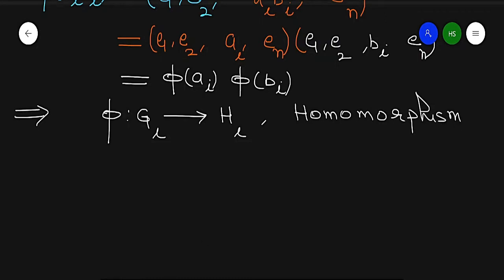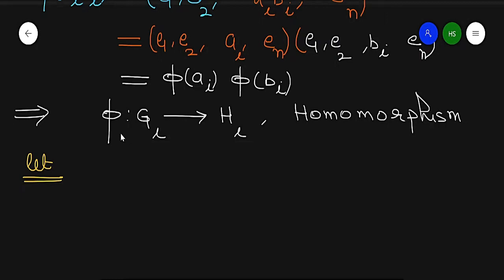After that, to prove it is 1-1, there are two ways to prove it. One is that its kernel consists of the identity element, or second, if phi of ai is equal to phi of bi, then prove that these two elements ai and bi are equal. Now I prove its kernel consists of the identity element.